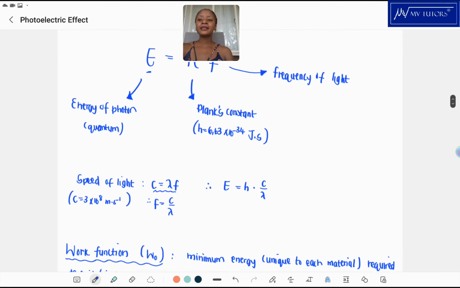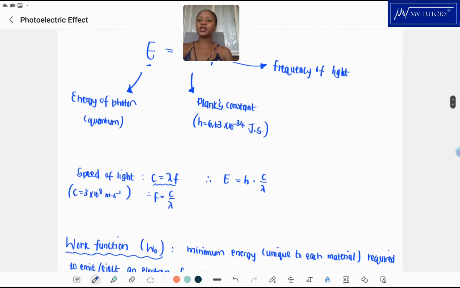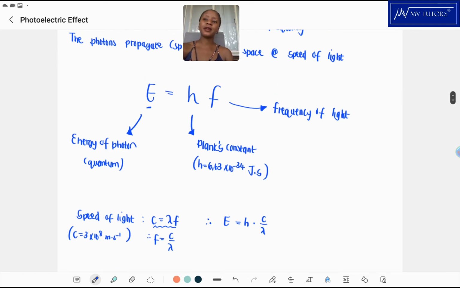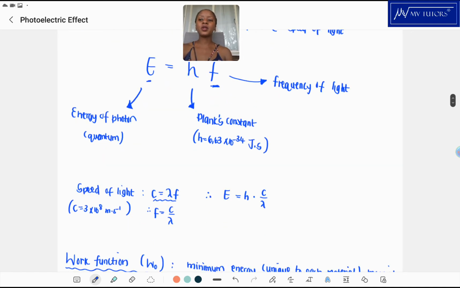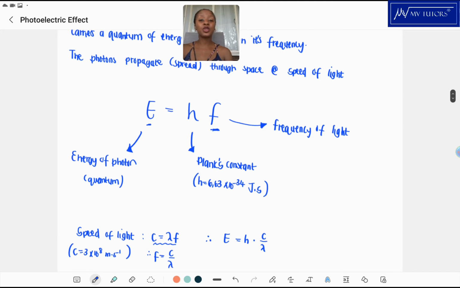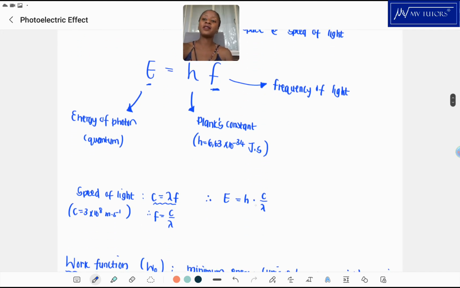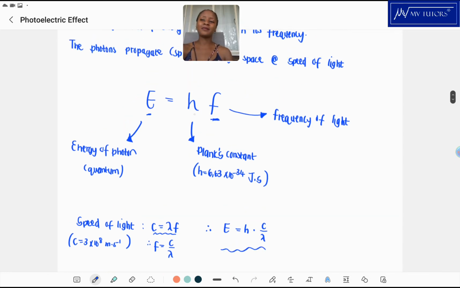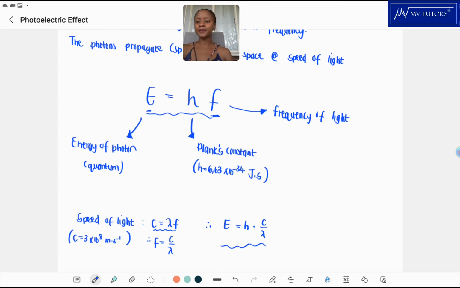Okay, and another way of rewriting this equation, so we have frequency over there, right? Because we know that the speed of light, c, which is 3 times 10 to the power 8 meters per second, is equal to the wavelength times the frequency, we can then write our energy equation in terms of the wavelength. If you've been given wavelength, you would write it in terms of the wavelength, and this is how it looks. But if you've been given frequency, you can use this equation over here.